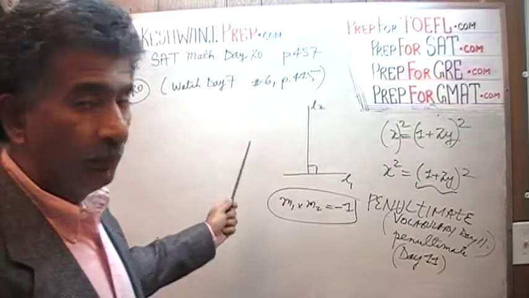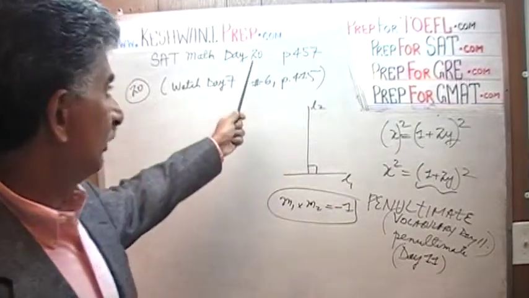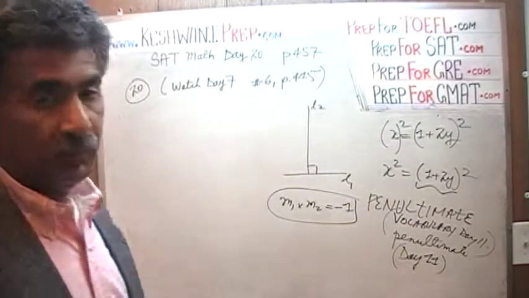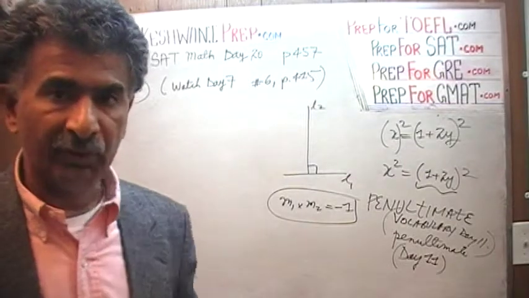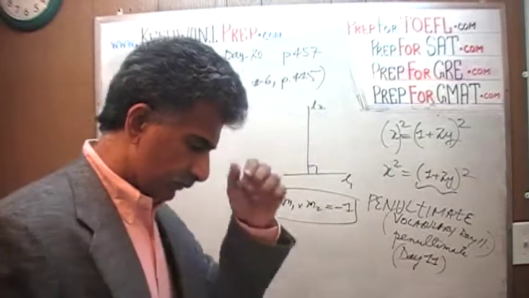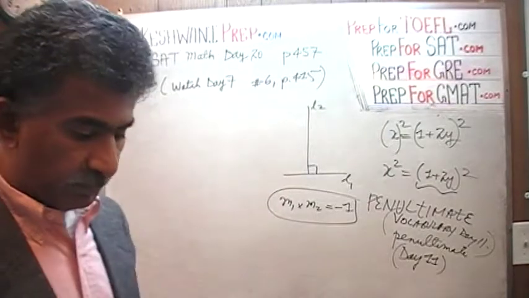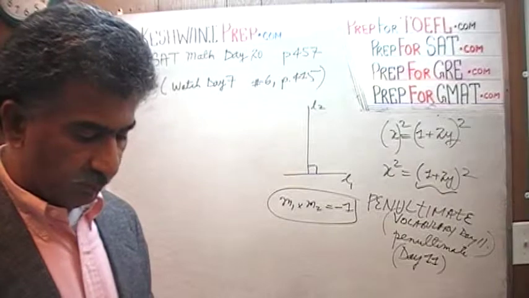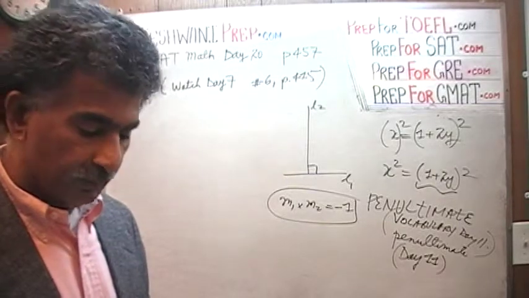First of all, I do not know what business you would have watching day number 20 when you have not watched day 7. Go in sequence. Make sure you do every single problem. Do you understand? Don't skip around. So, when two lines are perpendicular to each other, the product of their slopes is -1.